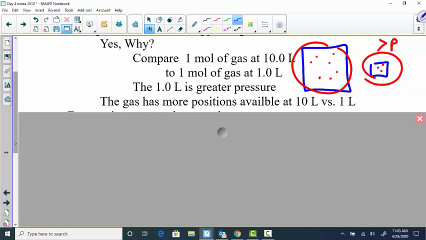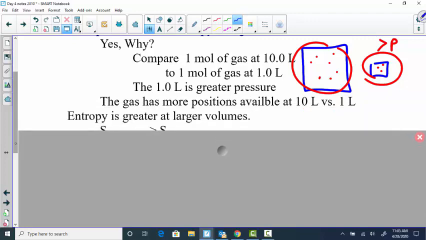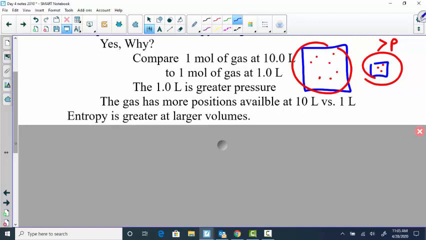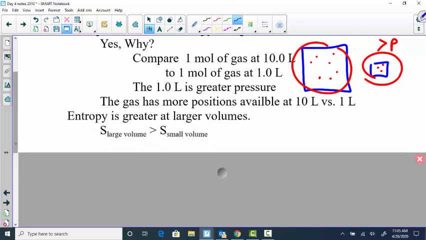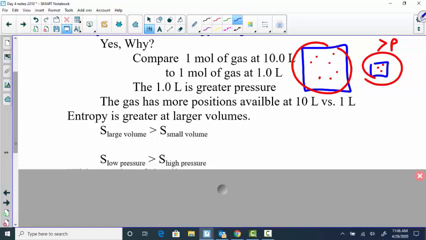So the gas has more positions available at 10 liters versus the 1 liter. So ultimately what happens is entropy is greater at larger volumes. So short story is pressure definitely affects the entropy of an object, which is going to ultimately affect the free energy, okay? Because free energy is directly dependent on entropy. It's dependent on heat as well, but we just said heat doesn't matter.